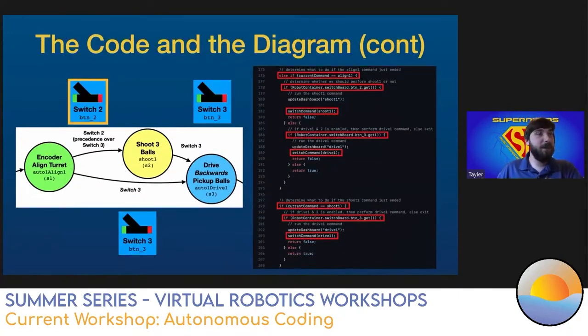This one's a little bit more complicated. This one involves our switchboard. In our case, we had switch 2 toggled on for the video. So if the current command is align 1 and button 2 is switched on, we're going to switch our command to shoot 1, which will shoot 3 balls. Else, we check if button 3 is on, and if switch 3 is in the on position, we're going to switch our command directly to drive 1. Then after that, if the current command is shoot 1, check and make sure that switch 3 is on. This is button 3. See if it's in the on position, and then switch our command to drive 1.